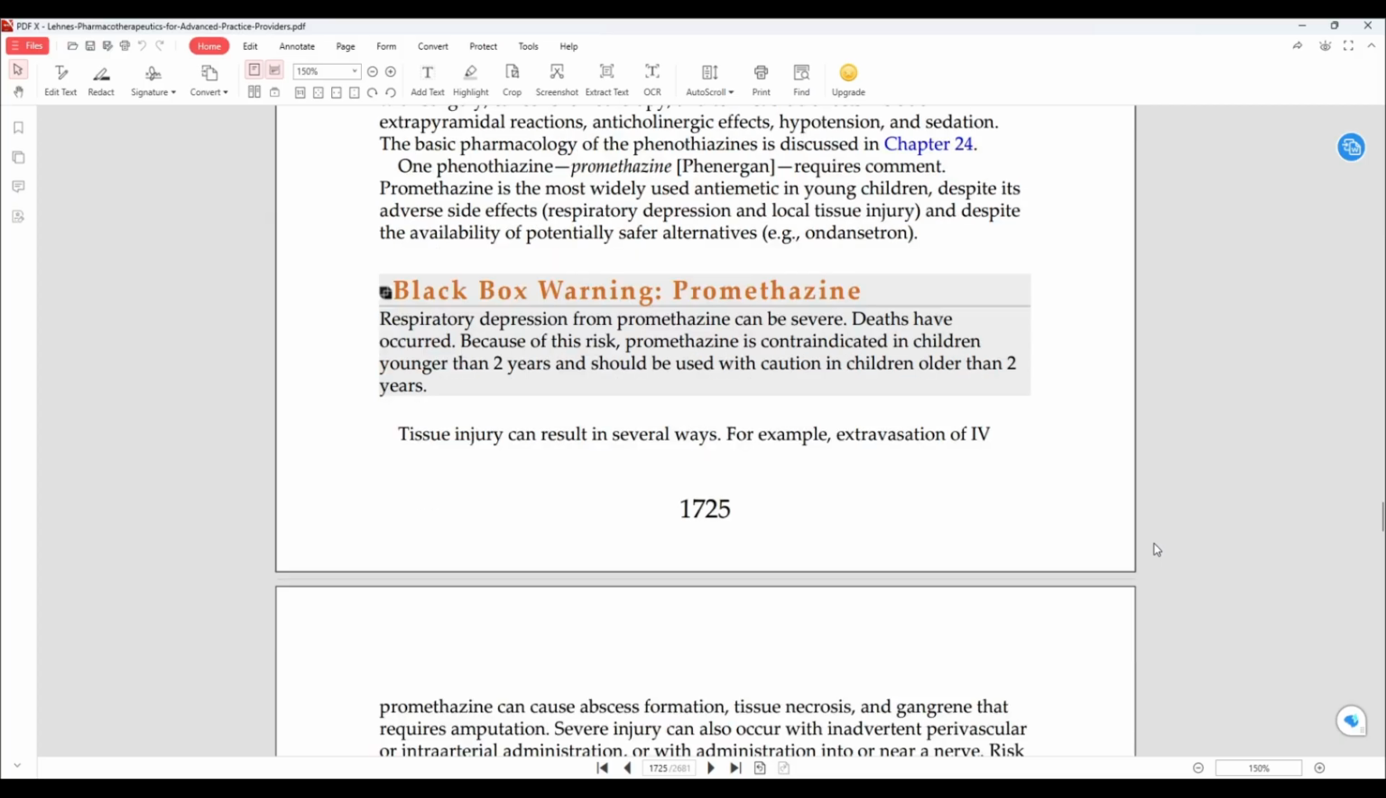Respiratory depression from promethazine can be severe. Deaths have occurred. Because of this risk, promethazine is contraindicated in children younger than 2 years and should be used with caution in children older than 2 years.